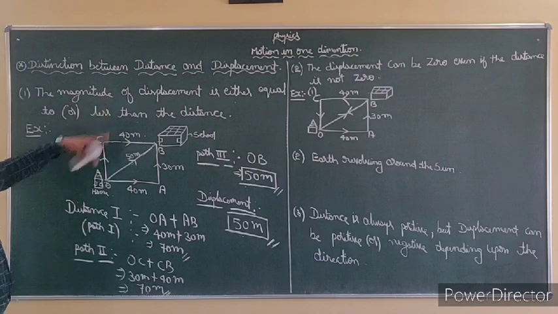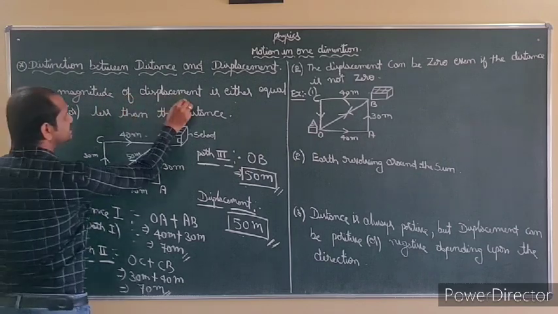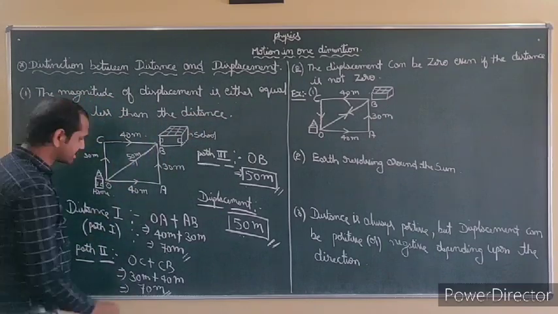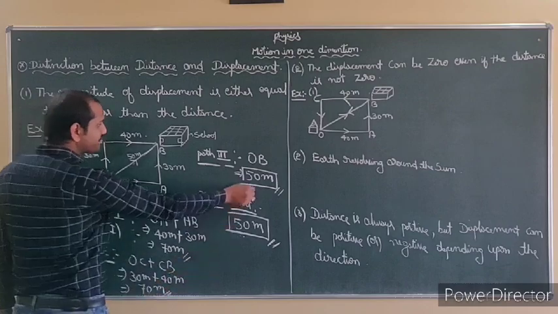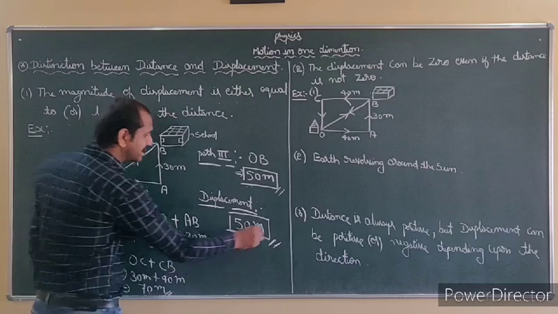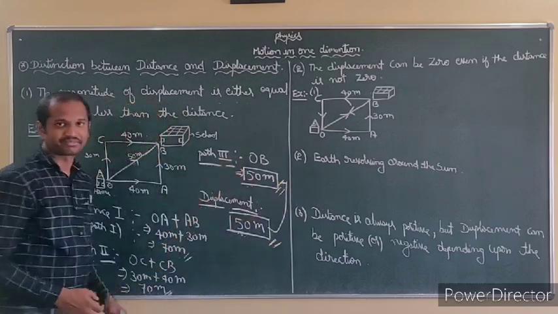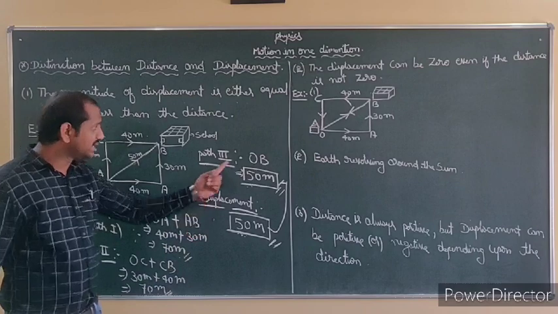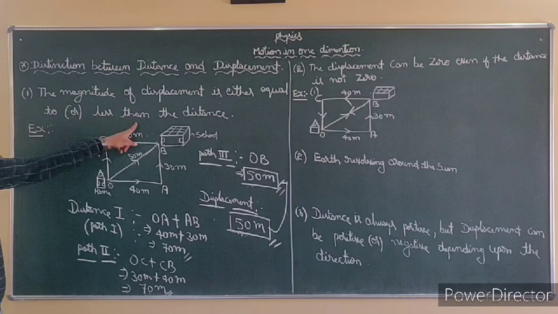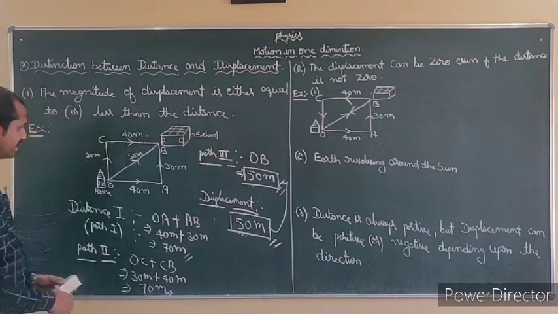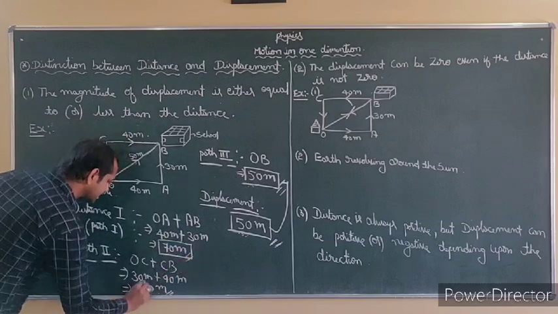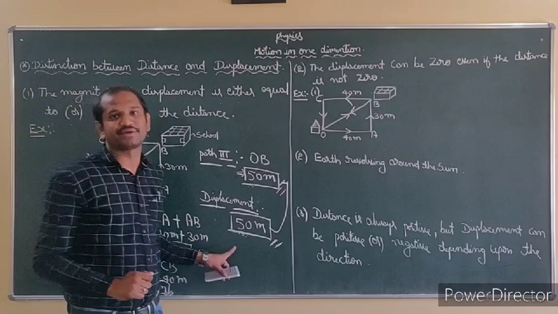Now come back to the differences we have here. The magnitude of the displacement can be equal. Look at here, which are the magnitudes of distances? We have 70 meter and 50 meter. What about the displacement? Displacement magnitude is 50 meter. It is matching this. It can be equal. Understand? The magnitude of displacement can be equal to the magnitude of distance, or it can be always less than a distance. It can never be more than that of a distance.